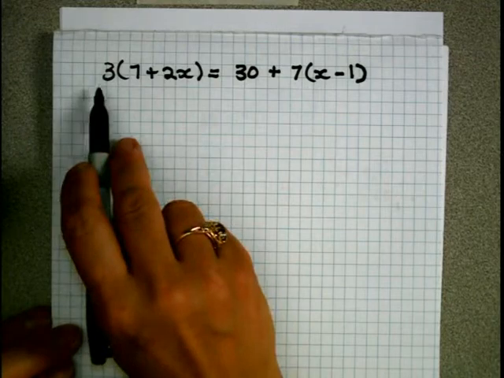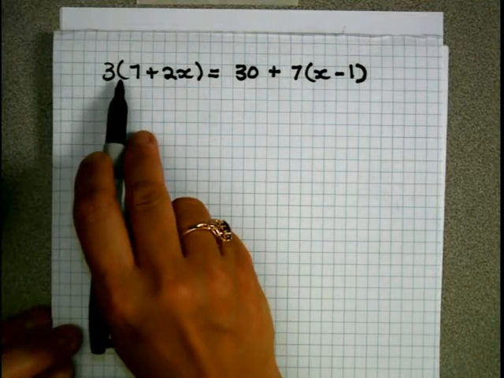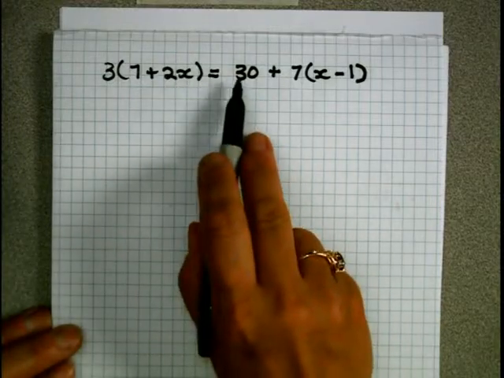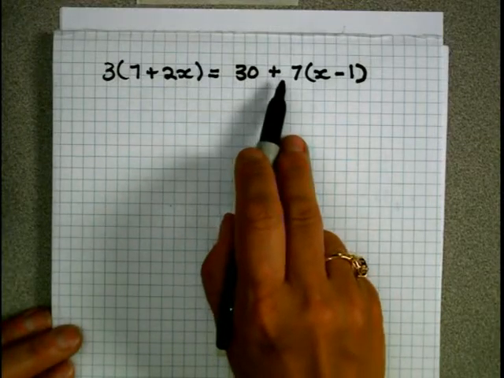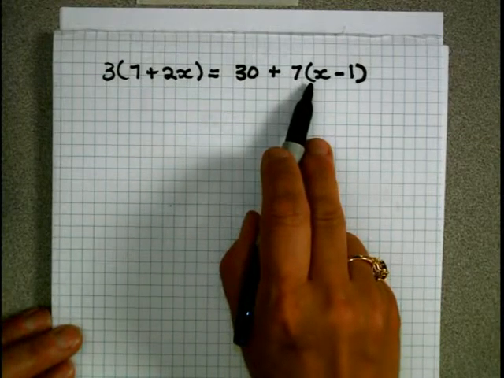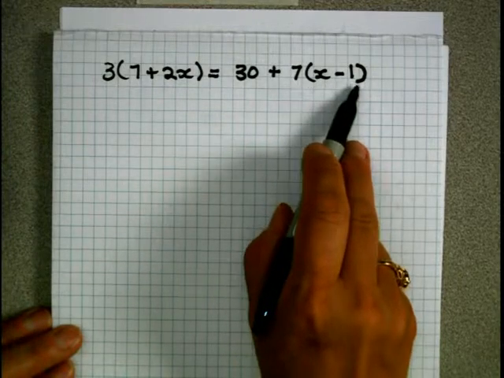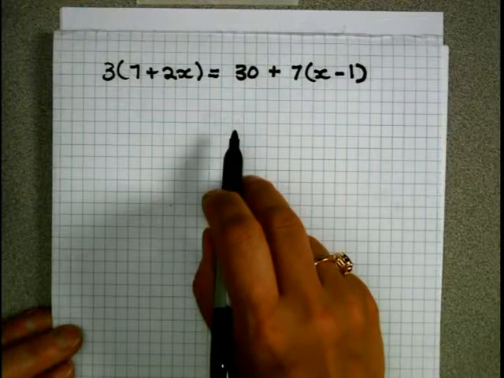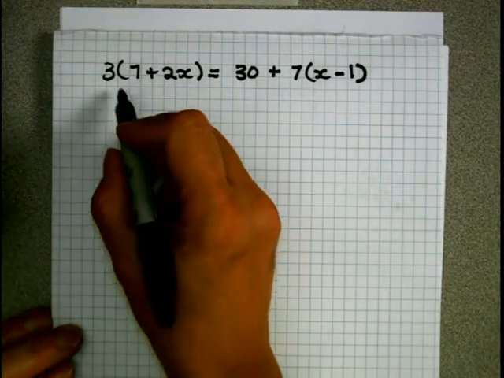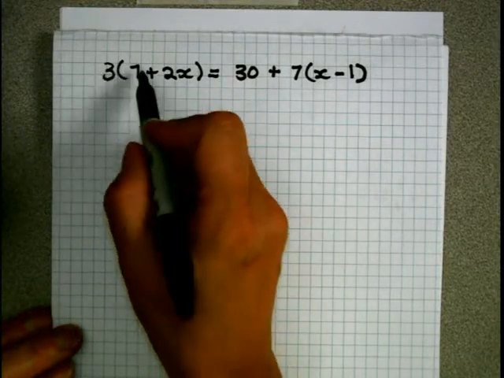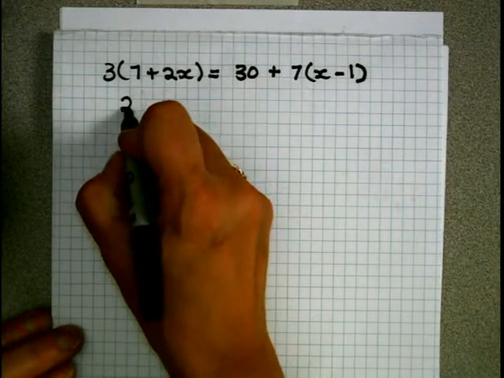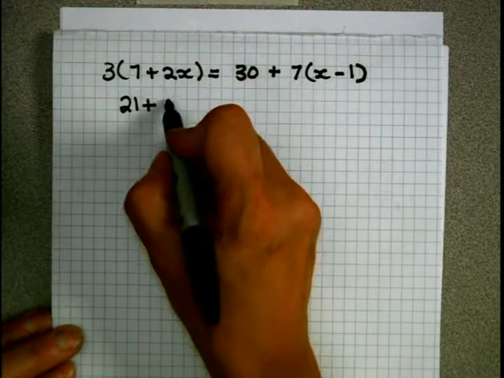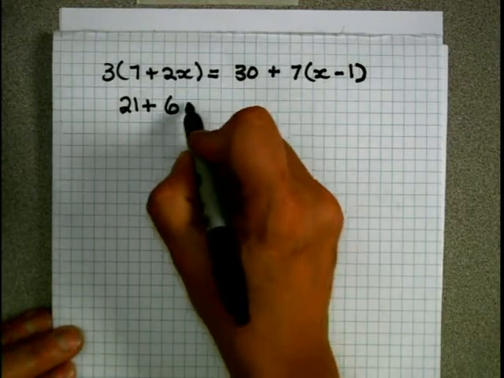So the first side of the equation is 3 times, and then in brackets 7 plus 2x. On the other side of the equation we have 30 plus 7 times, again in brackets, x minus 1. So we're going to use the distributive law first to get rid of our brackets, and we're going to multiply. So 3 times 7 is 21, and 3 times 2x is going to give us a 6x.